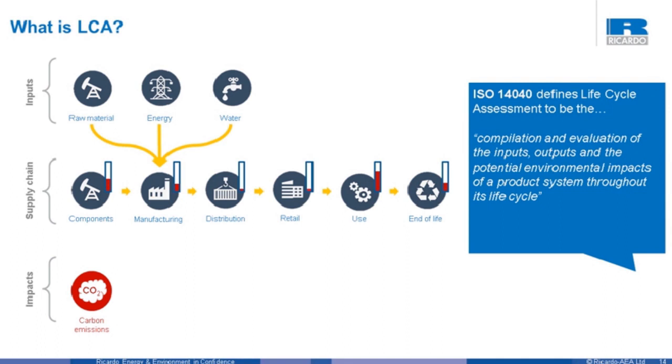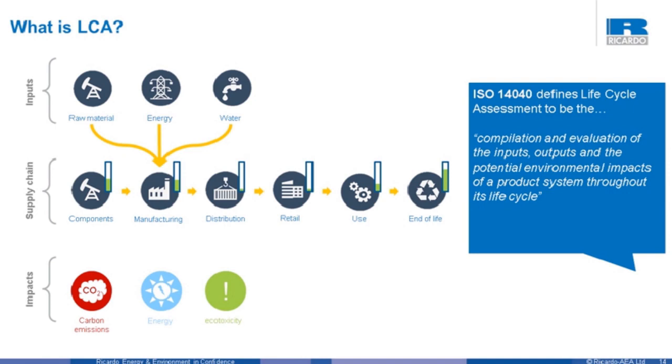But please note that the ISO definition states environmental impacts, and this is not just carbon. And we can use this approach to look at a range of indicators. Some of those indicators, such as energy consumption, may show hotspots in very similar places to carbon emissions. But other indicators, such as ecotoxicity, can show hotspots in very different life cycles.